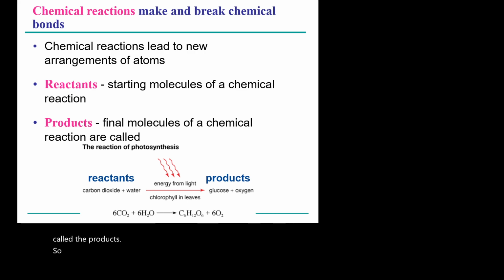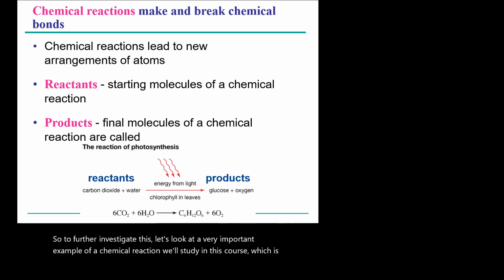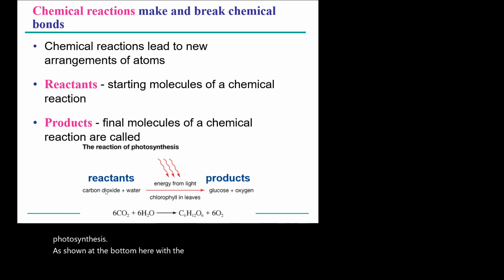So to further investigate this, let's look at a very important example of a chemical reaction we'll study in this course, which is photosynthesis. As shown at the bottom here, with the reaction for photosynthesis, we have the reactants of carbon dioxide and water. And through the reaction involving energy from light, the atoms are rearranged to form the products, which are glucose, which is the food for the plant, and oxygen, which is a byproduct of photosynthesis, but a beneficial thing that's produced for the atmosphere. But for plants, it's really all about the glucose. And again, we'll study this later in more depth when it comes to the photosynthesis chapter.